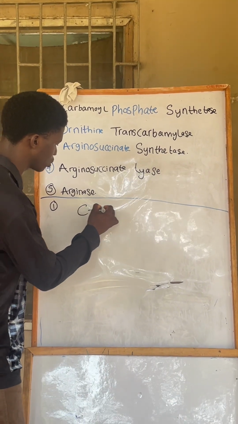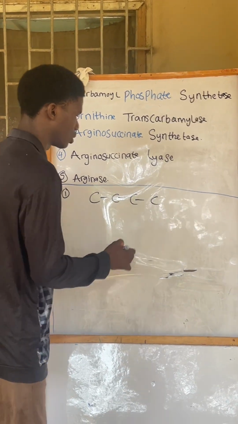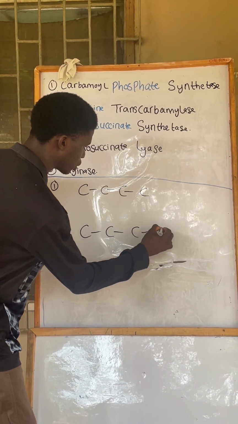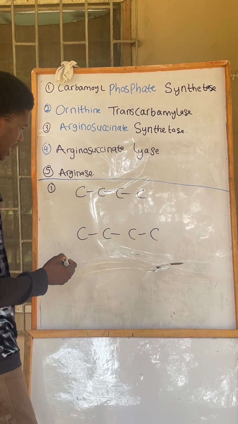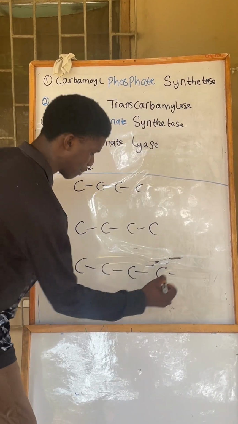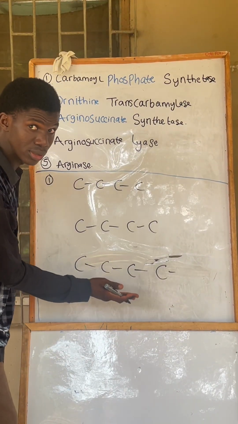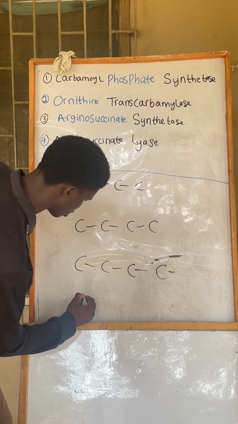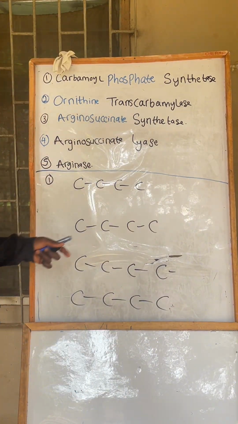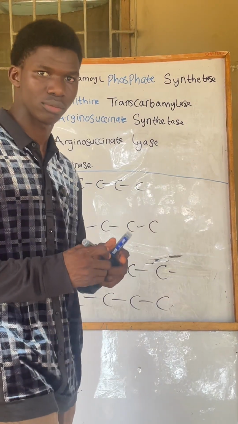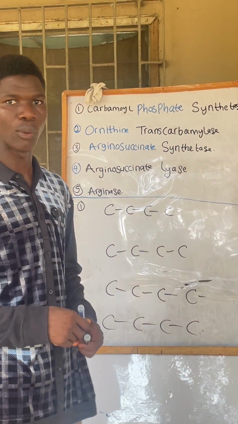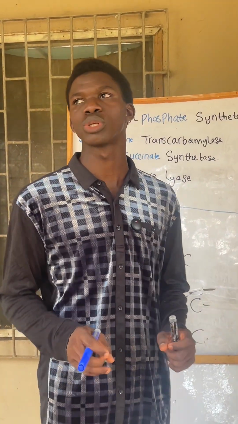So this one is carbon, carbon, carbon, carbon. The other one also carbon, carbon, carbon, carbon. For the third one, carbon, carbon, carbon, carbon. Is this slide showing? Now the next one, carbon, carbon, carbon, carbon. So we have these four guys, and each of them has four carbons. Very easy to understand. Now the next thing: each of them also has what?